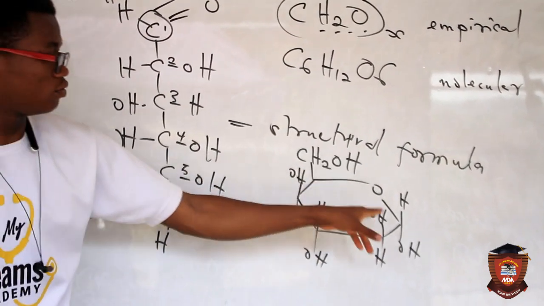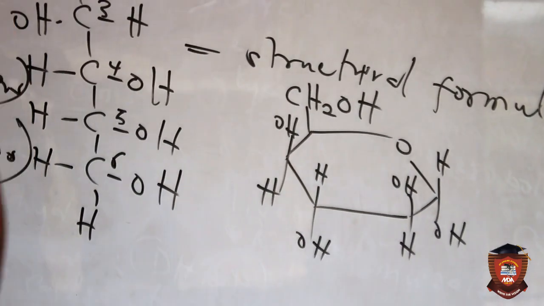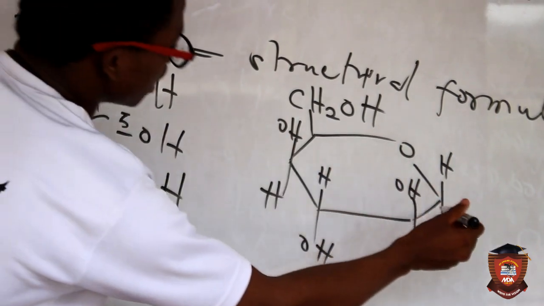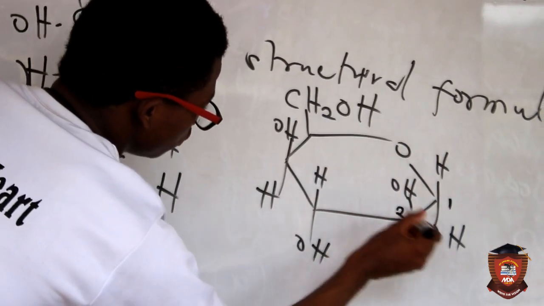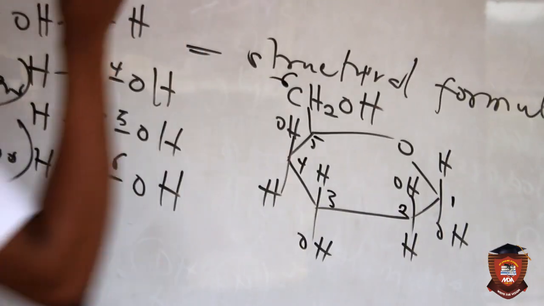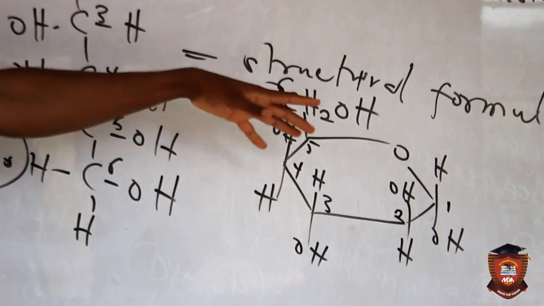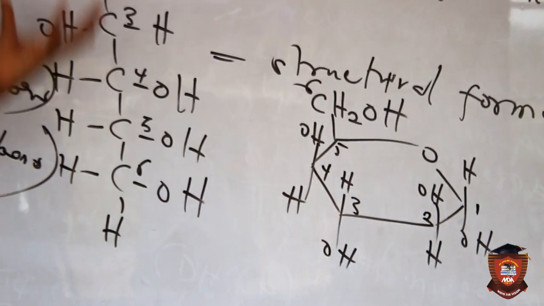So this here is the ring structure of glucose, and it has a 6-membered ring. We have 1, 2, 3, 4, 5, 6. But this is not the way the carbon is counted. If you do the counting, you start from here. This is carbon 1, carbon 2, carbon 3, carbon 4, carbon 5, and carbon 6. So this is the pyranose, and it is the ring representation of glucose. What we did before is the linear representation.